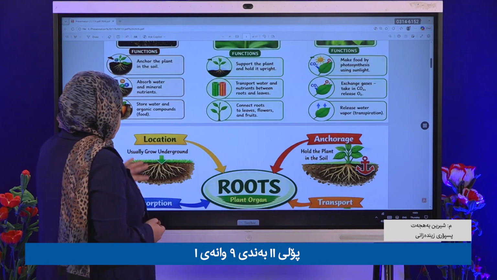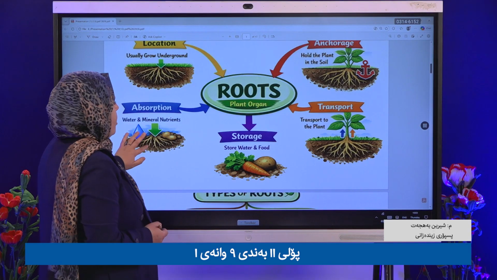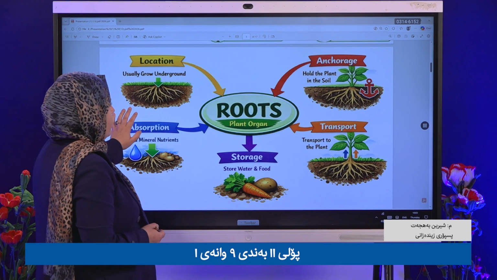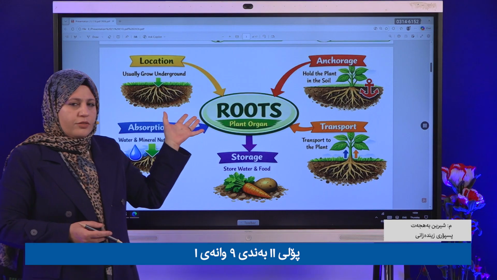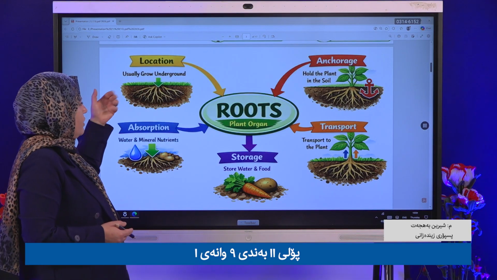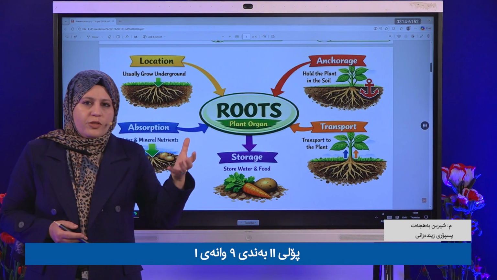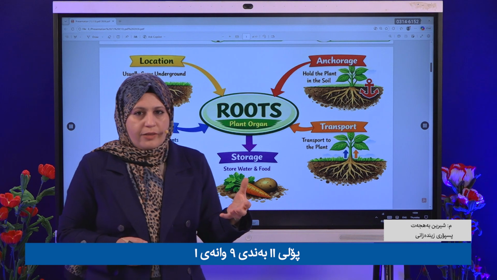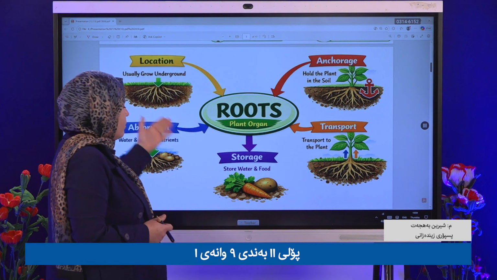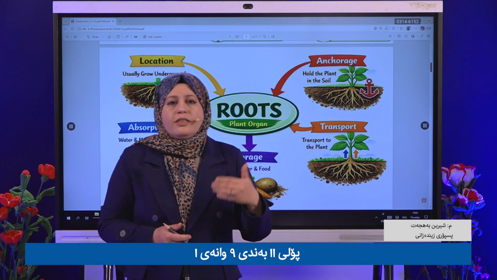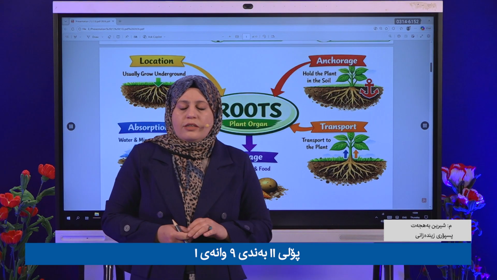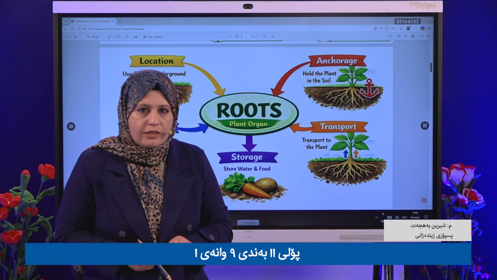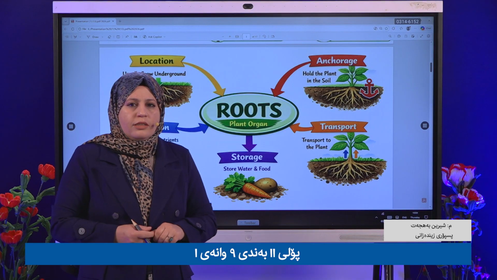The first one is about roots. I'm going to explain roots in detail. As I mentioned, where is the location of roots? Under the ground. They support the plant. Clear? Roots are very important for the plant, and even very important for the soil, because they save the soil from erosion and keep the soil moist.